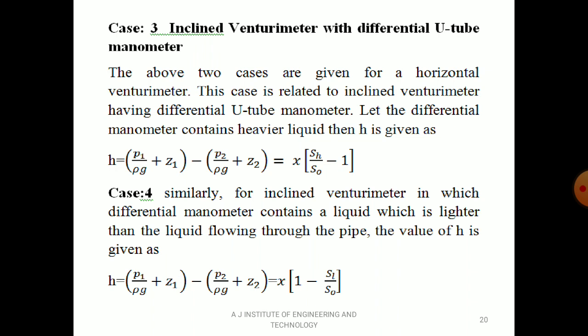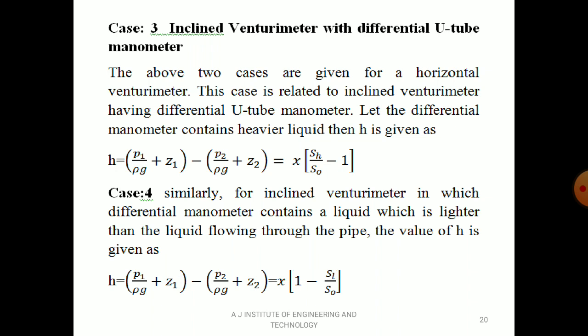So here Z1 and Z2 values have finite values, like Z2 is at a higher level or Z1 is at a higher level. So Z2 minus Z1 is not equal to 0. I have to consider Z1 and Z2 here. So H equal to P1 divided by rho g plus Z1 minus P2 divided by rho g plus Z2, equal to X into SH divided by SO minus 1. This is the case of an inclined Venturimeter with a differential U-tube manometer having specific gravity greater than the flowing fluid.